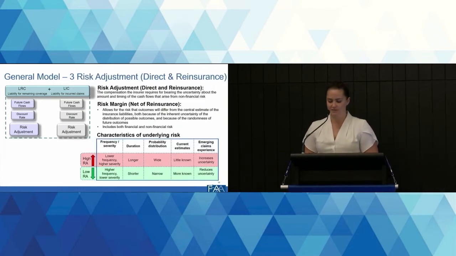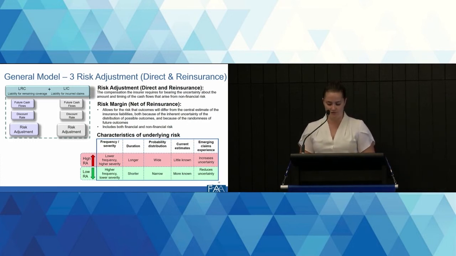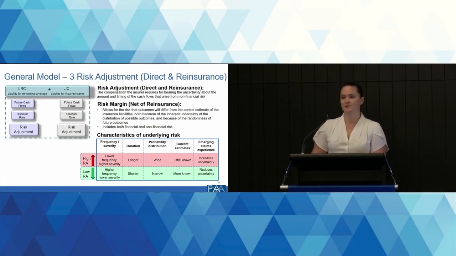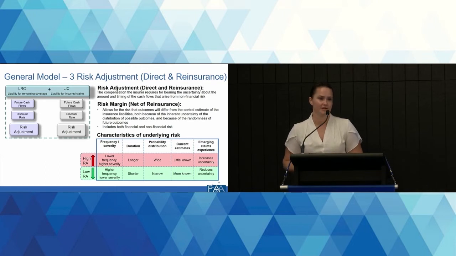So risk adjustment is the third core component of the calculation. It's not too dissimilar to the concept of risk margin for general insurers, but obviously it's a completely new concept for our life insurers. And this risk adjustment needs to be applied to the present value of future cash flows. What's a little bit different is that it needs to be applied to your direct future cash flows and also your reinsurance present value of future cash flows.